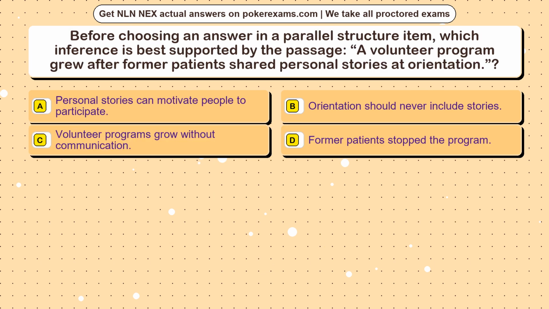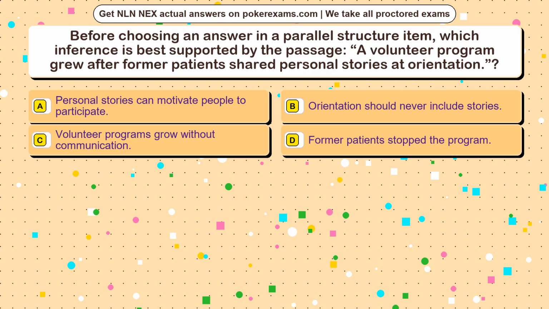Question 9. Before choosing an answer in a parallel structure item, which inference is best supported by the passage? A volunteer program grew after former patients shared personal stories at orientation. Option A. Personal stories can motivate people to participate. Option B. Orientation should never include stories. Option C. Volunteer programs grow without communication. Option D. Former patients stopped the program.